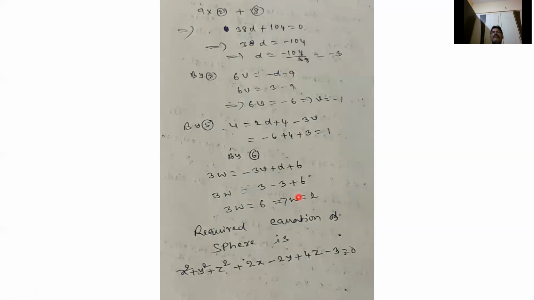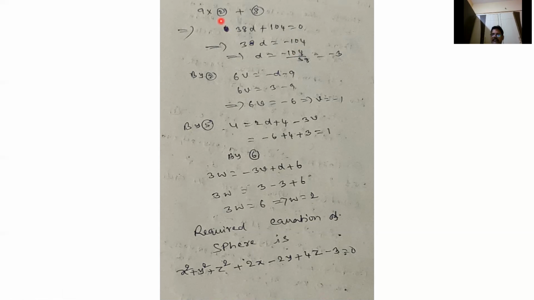So we'll get 38d plus 114 here. It was missing, so you have to write 114. 38d plus 114 equals 0. 38d equals minus 114, so d equals minus 114 by 38, that equals minus 3.